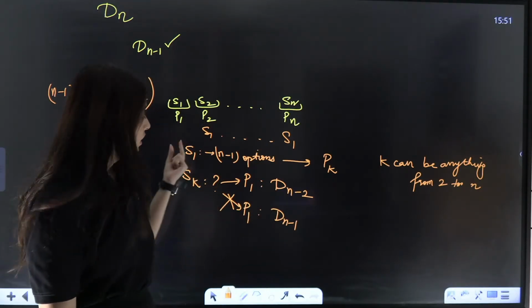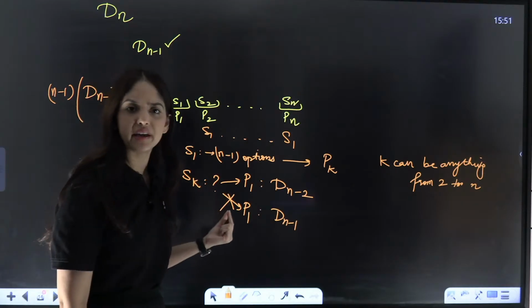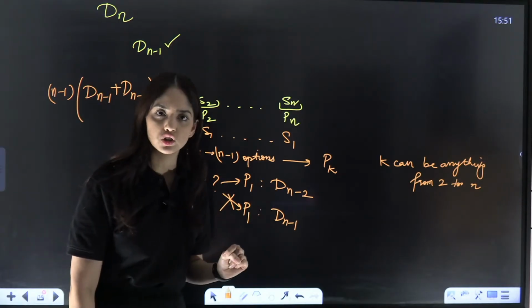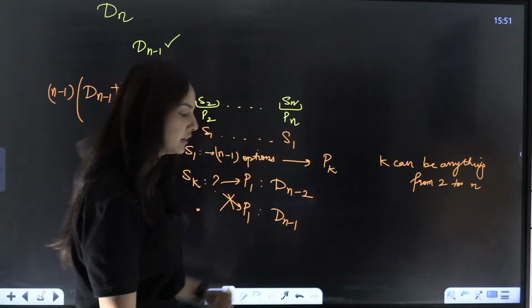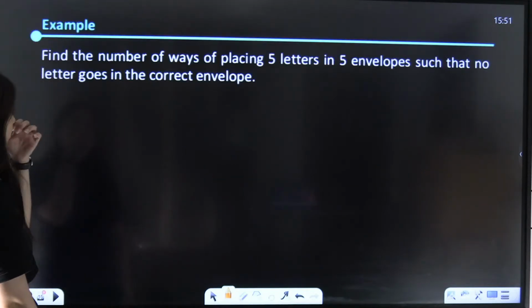So this is how we can understand derangement, that it is not just placing. Sk cannot go to Pk, Sk cannot go to a specific position. So let's look at an application, an example, and it will be more clear, and then we're going to come back to this.